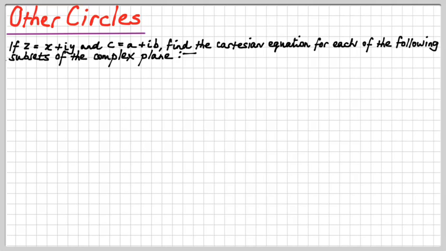Alright, so now, other circles. Let's have a look at these beasties that you've got to learn to recognise. If z equals x plus iy, which we know it is, and c is another point which is a plus ib, another complex number, find the Cartesian equation for each of the following subsets of the complex plane. Okay, what do we got? Z times z bar equals r squared. That's a circle. You've got to recognise these after a while. This is a circle, definitely. It's got a centre at the origin, and it's got a radius of r.